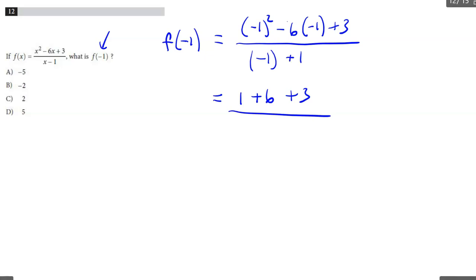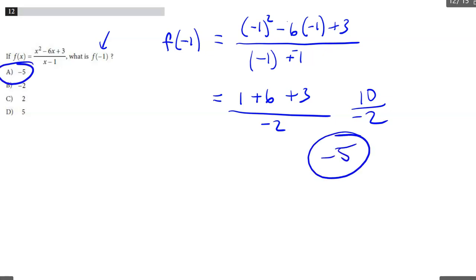We really don't take away, you add the opposite. So I get negative 2 down there. So that shakes out to be 10 divided by negative 2, which comes out to just be negative 5. So the correct answer there is A.